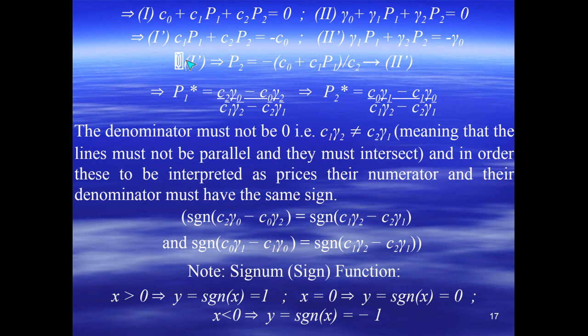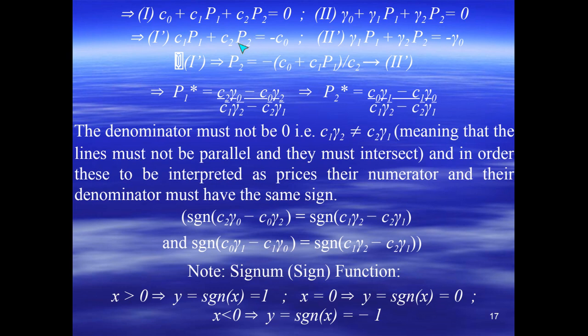So here you see the program has changed my, well, here there was a sign, an arrow, it changed it for some reason, I don't know why. Anyway, then from the first transformed equation, we can draw P2 as minus, in parentheses, C0 plus C1 P1, over C2.